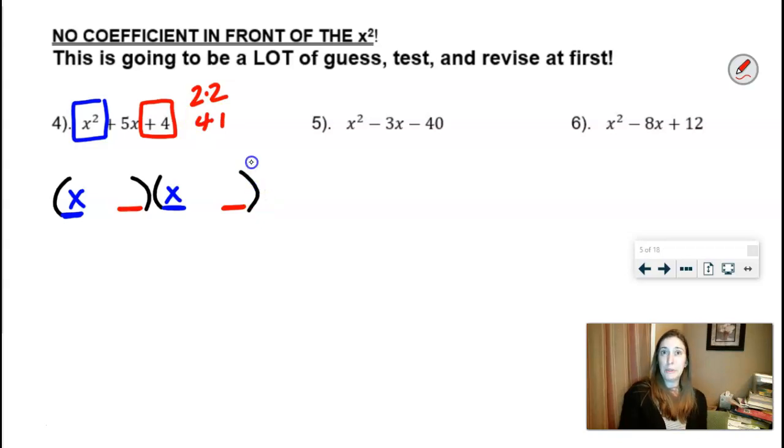So then you're like, well, which one do I choose? This is where the puzzle comes in. When you take your arches and you add them together, so the arches I'm referring to is this outside and inside, they have to add up to 5x. So looking at my options here, I'm thinking 4 and 1 is what's going to work.